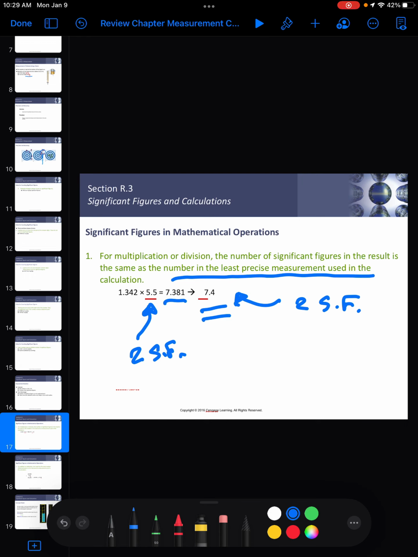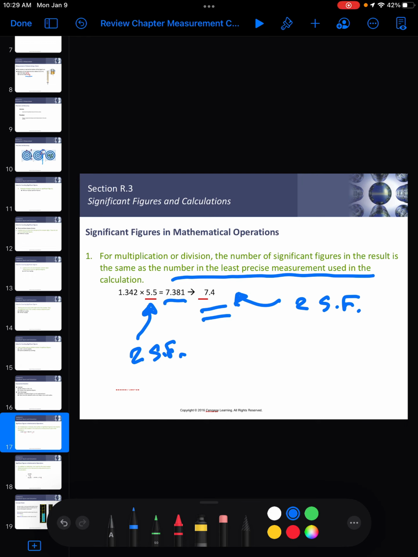So, this might be, each of these weighs or has on average 1.342, and I do 5.5 of them. That's the best I can do. So I multiply 5.5 times 1.342. And so now I can't go any more accurately than 7.4.